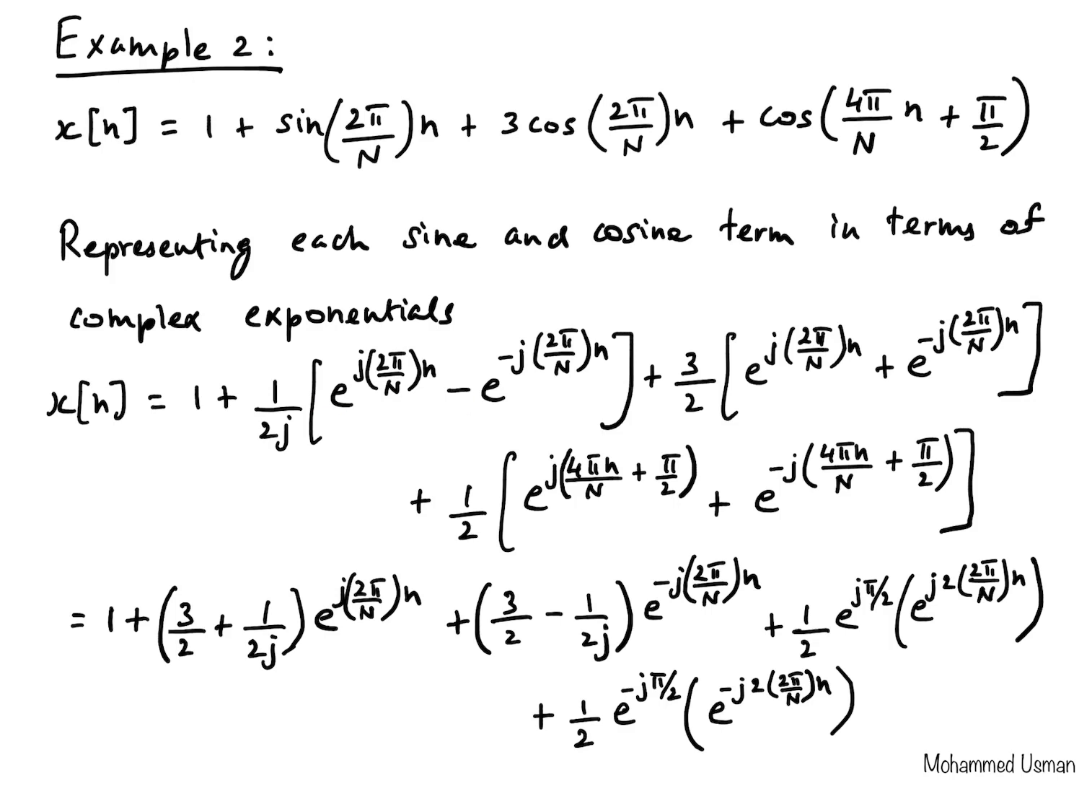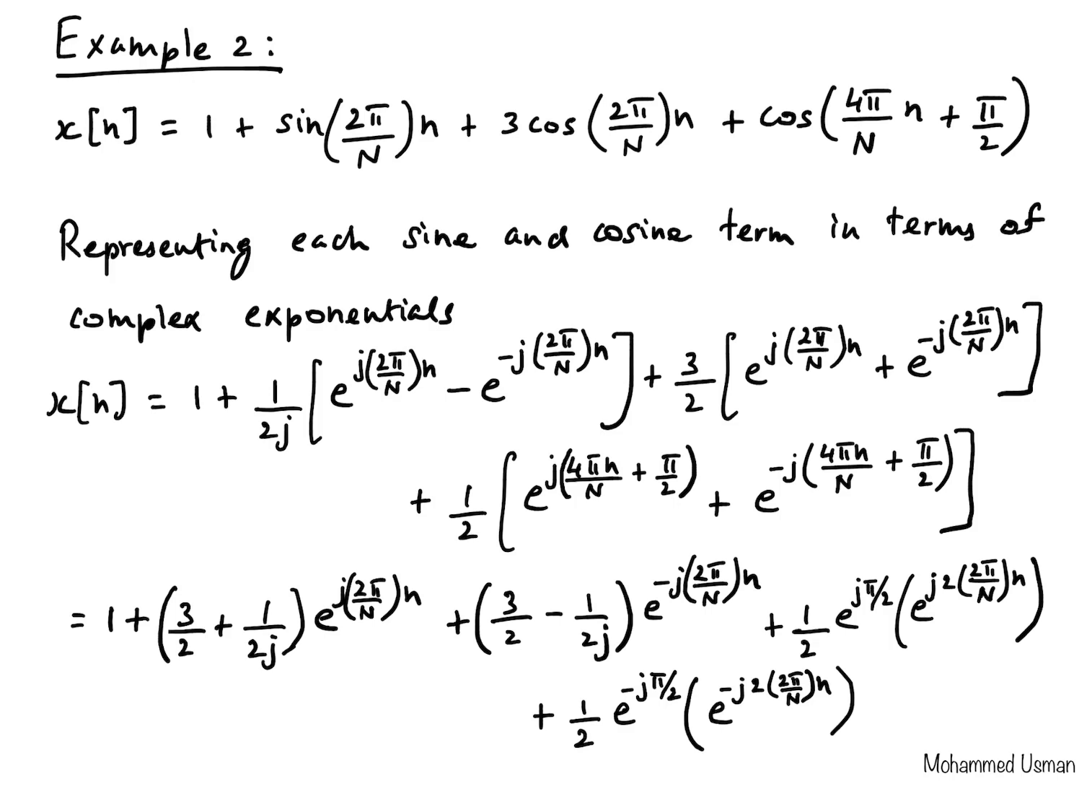Sine theta is e power j theta minus e power minus j theta by 2j. So we have represented this sine term as this sum of complex exponentials. And the cosine term is e power j theta plus e power minus j theta by 2. So 3 by 2 has come in, so that's 3 by 2 times e power j theta plus e power minus j theta. And similarly, for this cosine term, the theta here is 4 pi n by capital N plus pi by 2. So it is e power j theta plus e power minus j theta divided by 2, right? So we have used Euler's formula to represent each of these sine and cosine terms.